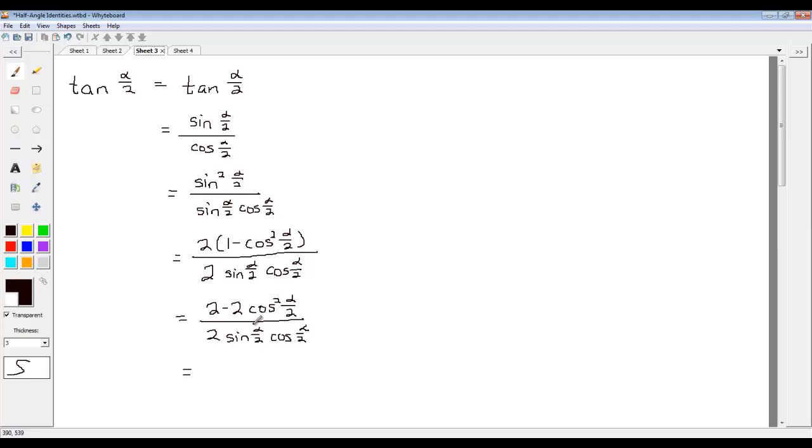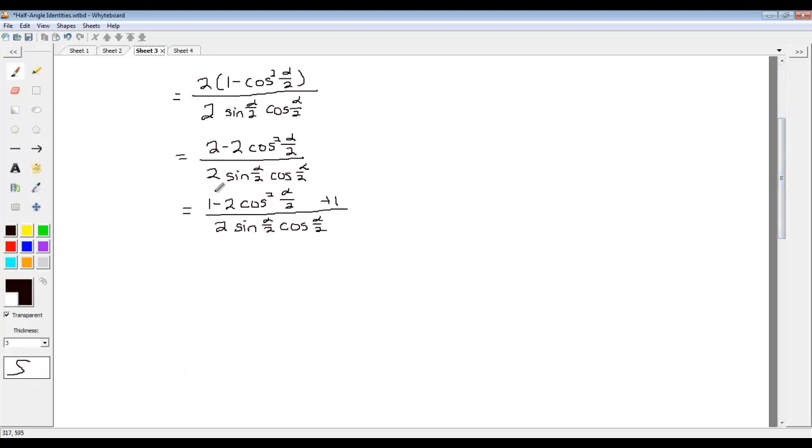Up top, we could take this 2 and instead write 1 plus 1, and then still have the minus 2 cosine squared alpha over 2 in here. And then on the bottom still have 2 sine alpha over 2 cosine alpha over 2. So I just took this 2 and separated it into 1 plus 1. But then you got 1 minus 2 cosine squared alpha over 2 minus 1. On the bottom you still have 2 sine alpha over 2 cosine alpha over 2.